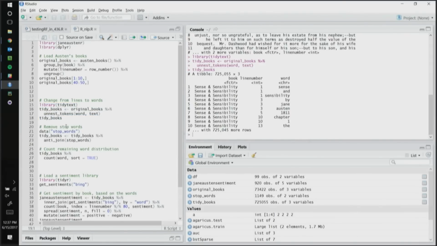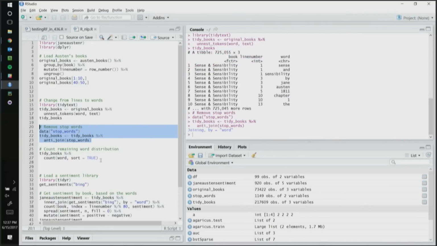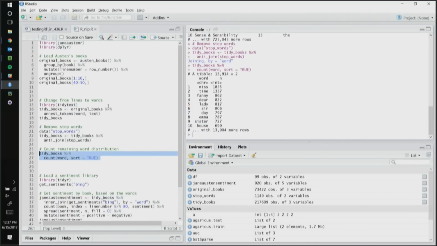But one common thing we have to do in natural language processing is remove the stop words like "the" and "that" that we don't care about. We're not going to get information from those. So we can load this library of stop words and remove the stop words from that list. So now that we've done that, let's count the words and just look at a distribution of them. So the most common remaining words are miss, time, and fanny. Okay.